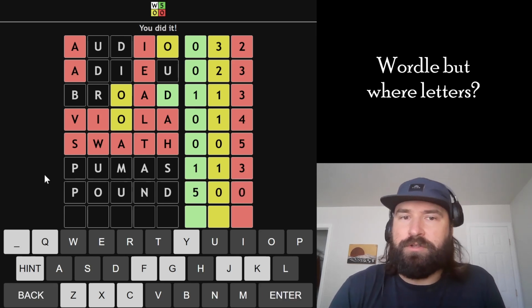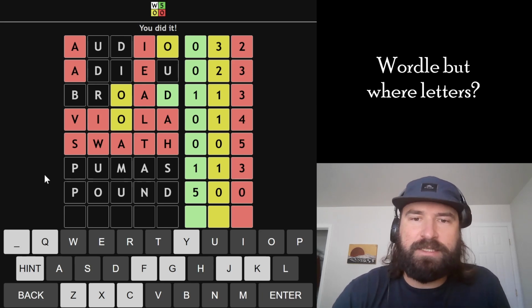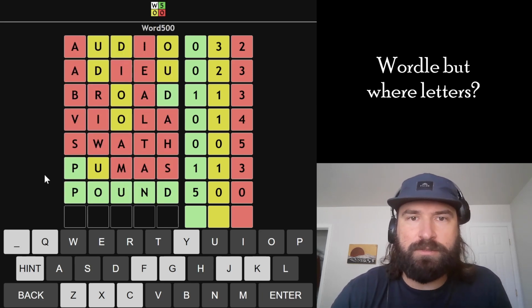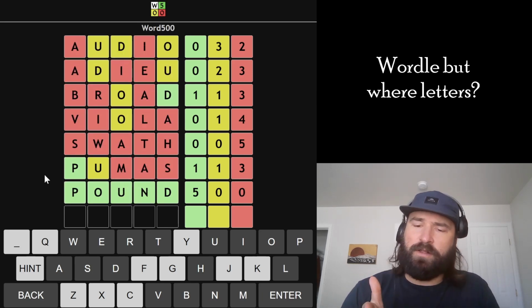That's some logic for you, dude. That gets scary real fast. You saw how many combinations of letters were possible there. That was frightening. That's how you do fillers in Word 500, dude.